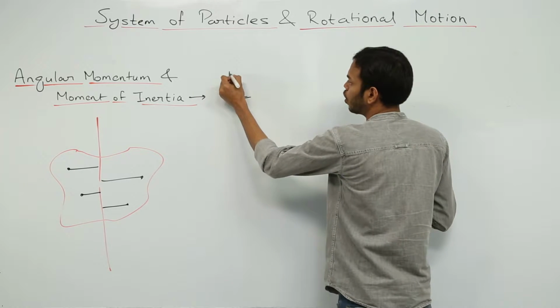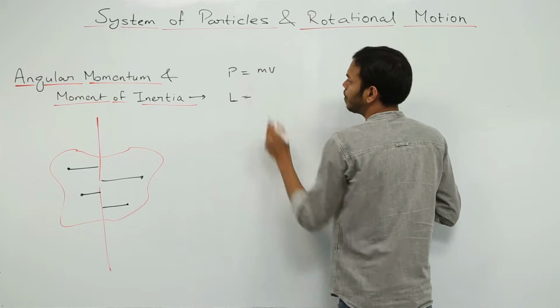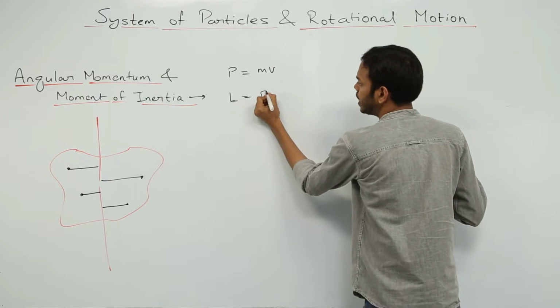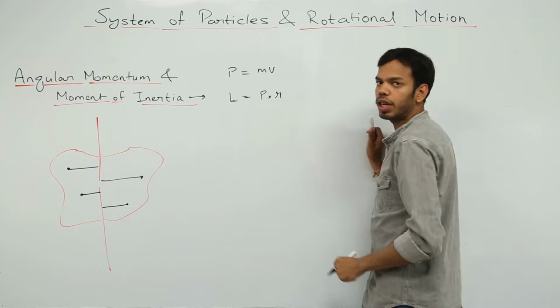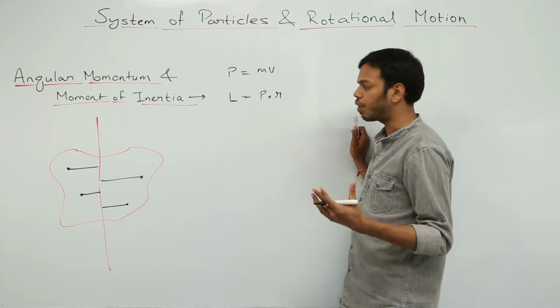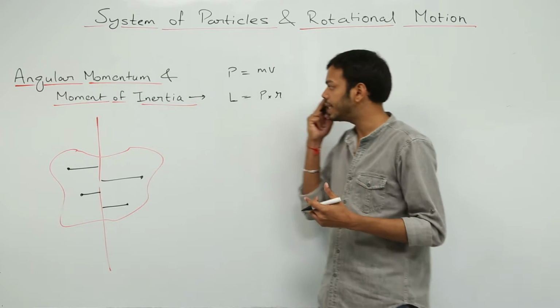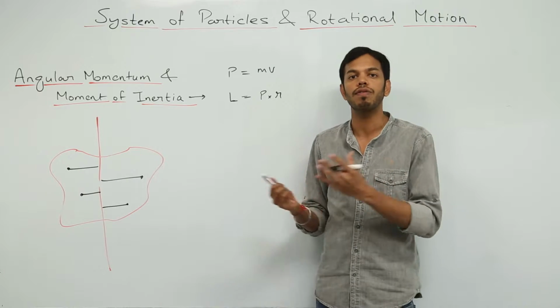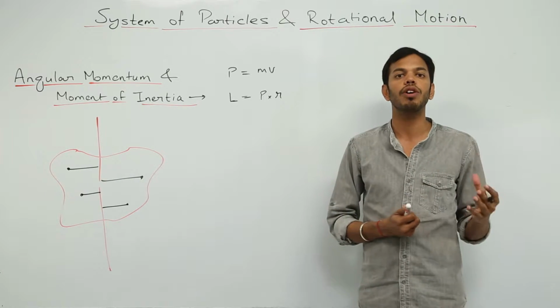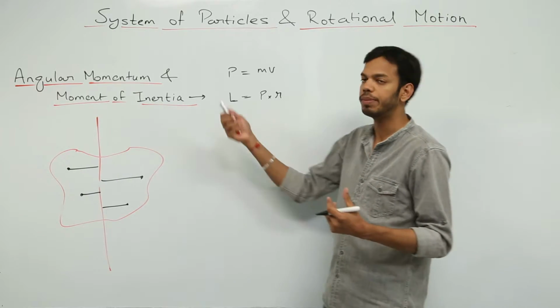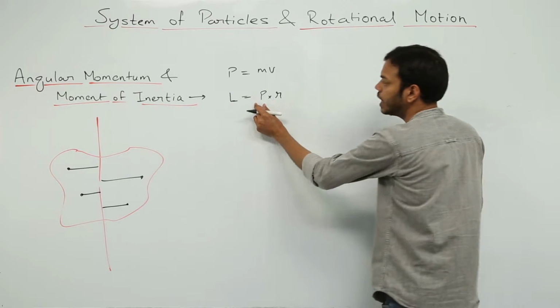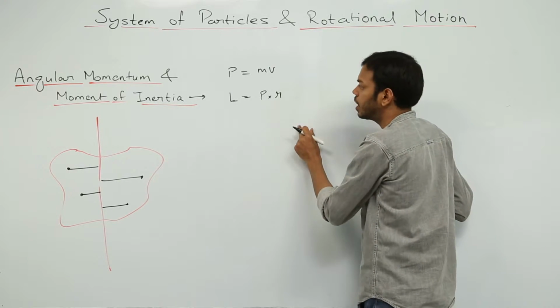First of all, let's talk about what is linear momentum. Product of mass and velocity of the particle, and angular momentum is linear momentum into the perpendicular distance of any particle from the axis of rotation. Basically, angular momentum is moment of linear momentum. Like moment of force was torque, moment of linear momentum is angular momentum. That means the physical quantity would be multiplied by a perpendicular distance.